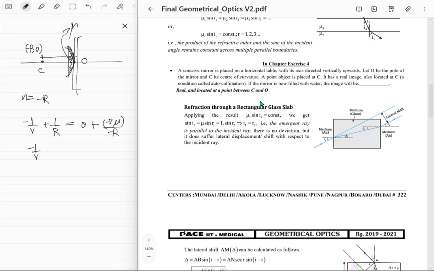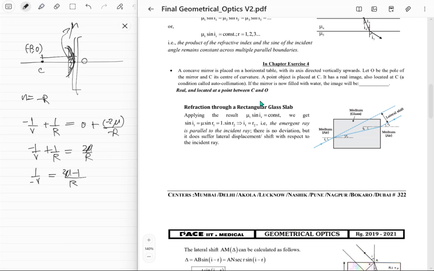Negative 1 upon V plus 1 upon R is equal to 2 mu upon R. So 1 upon V, or I just go with negative 1 upon V because we know V is going to be in the negative direction. And that's going to be equal to, let's just see, R, and then you got 2 mu minus 1. Right. So R upon mu minus 1 is the distance from the O for the image, right?